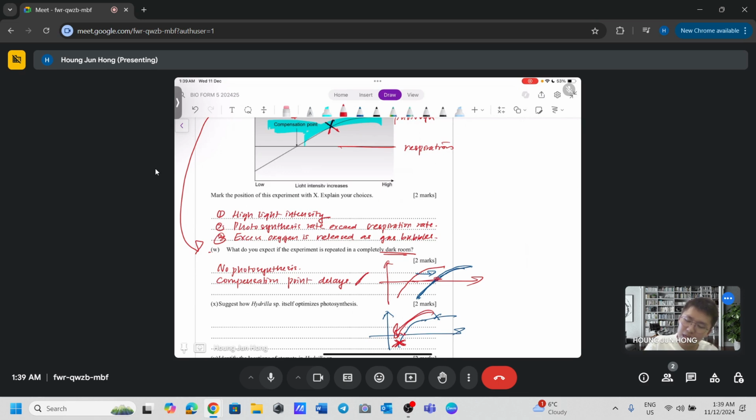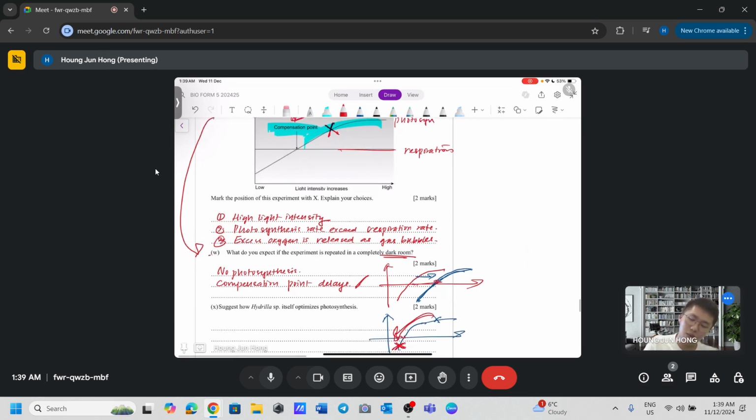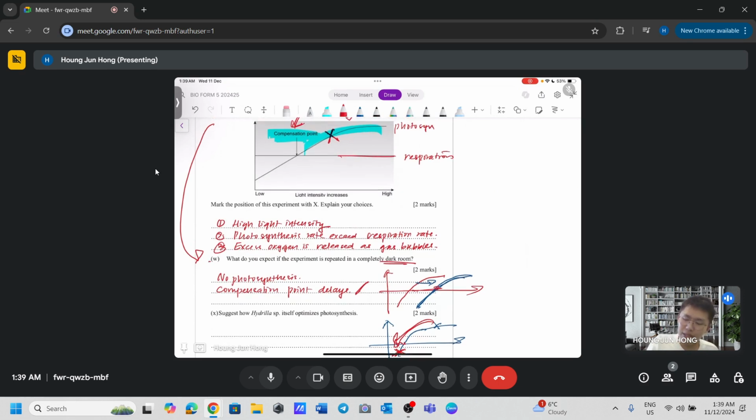Actually there should be a better way to phrase this. Let me think. Experiment is repeated in a completely dark room. This is a new position, by the way, if you want to do it again. So in that case, you can say technically light intensity falls below compensation point. That might be a better way to phrase it.